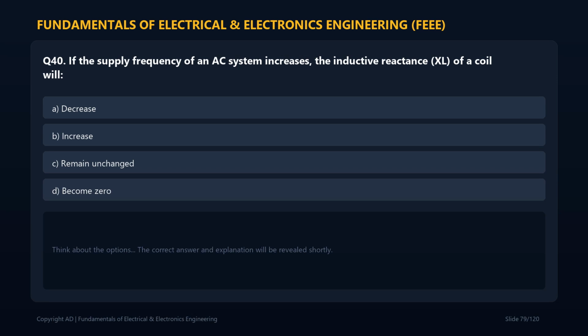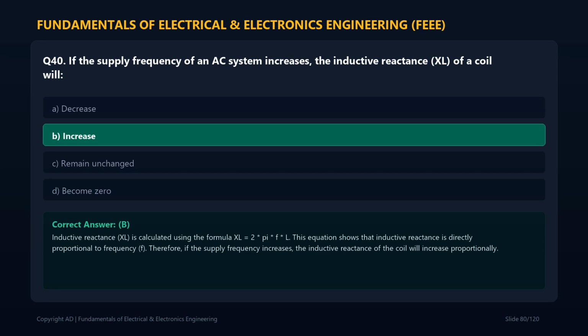Question 40. If the supply frequency of an AC system increases, the inductive reactance of a coil will: option A, decrease; option B, increase; option C, remain unchanged; option D, become zero. The correct answer is B, increase. Inductive reactance is directly proportional to frequency, as shown by the formula XL equals 2 pi FL. Therefore, an increase in frequency increases the reactance.